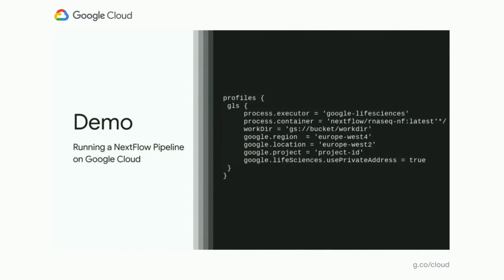Now let us run a sample pipeline on Google Cloud using Nextflow. This is a sample configuration for a profile to run with the Google Life Sciences executor. You'll notice I have specified the region I want my compute instances to be in and the bucket used for temporary and intermediate files. I have also selected which region the Life Sciences API will store the metadata about the execution of the pipeline. And finally, I set use private addresses to true, as I already have a NAT gateway set up in the project and I don't want to use public IPs, for added security. Now, let's switch to my virtual machine.